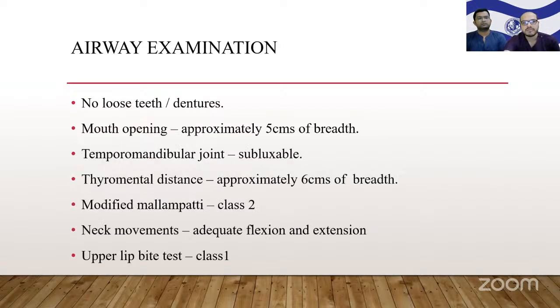Airway examination. There were no loose teeth or dentures. Mouth opening was approximately 5 centimeters of breadth. Temporomandibular joint was subluxable. Thyromental distance approximately 6 centimeters of breadth. Modified Mallampati was class 2. Neck movements, adequate flexion and extension. Upper lip bite test was class 1.